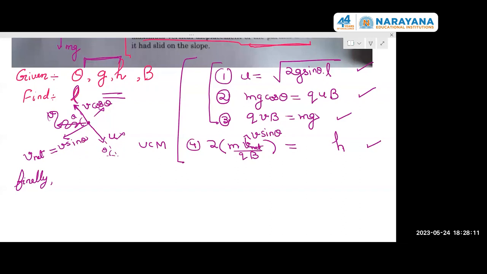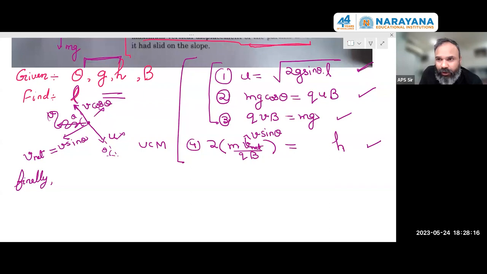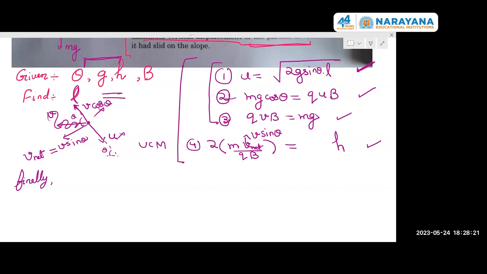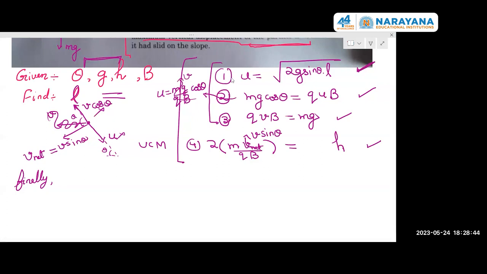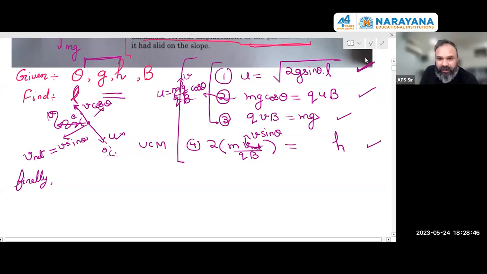Can you once explain v cos theta equal to u once again? How did you get the value of u? How do you prove v cos theta is equal to u? Look into the second equation carefully. I got u is equal to mg upon qB into cos theta. But mg upon qB I have already written as v. So u was equal to v cos theta. So this will now cancel out this component and it becomes only v sin theta. Yes, sir.